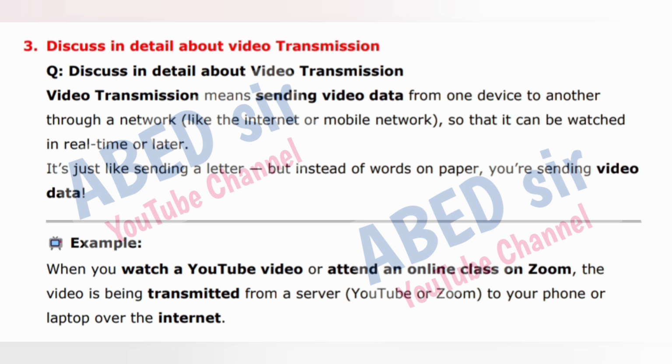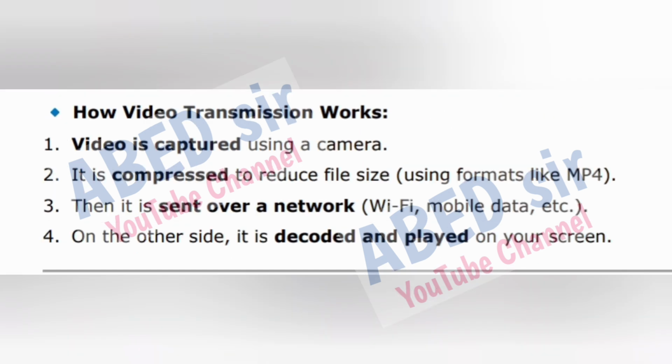Example. When you watch a YouTube video or attend an online class on Zoom, the video is being transmitted from a server, YouTube or Zoom, to your phone or laptop over the internet. How video transmission works. 1. Video is captured using a camera. 2. It is compressed to reduce file size using formats like MP4. 3. Then it is sent over a network, Wi-Fi, mobile data, etc. 4. On the other side, it is decoded and played on your screen.